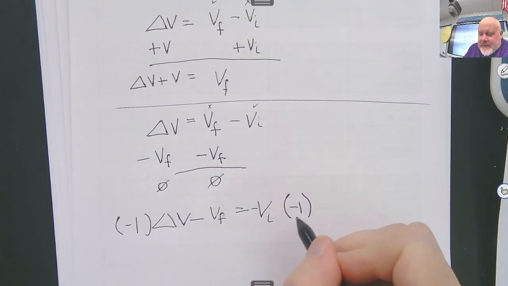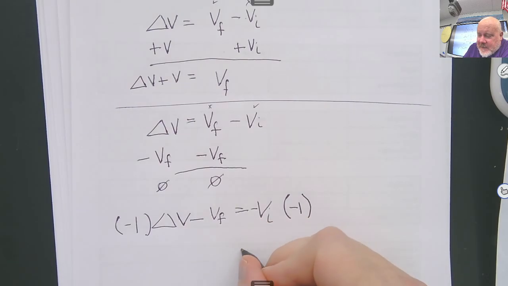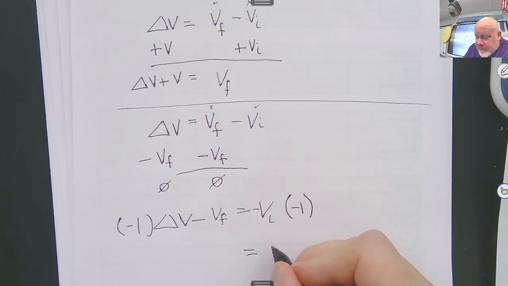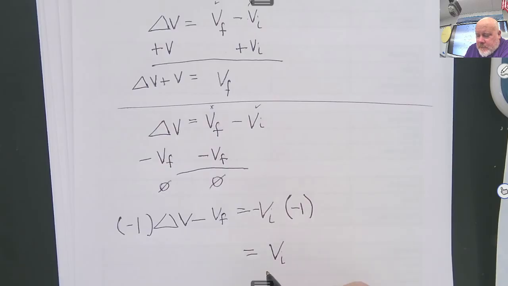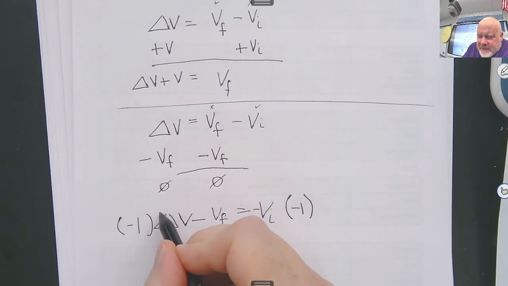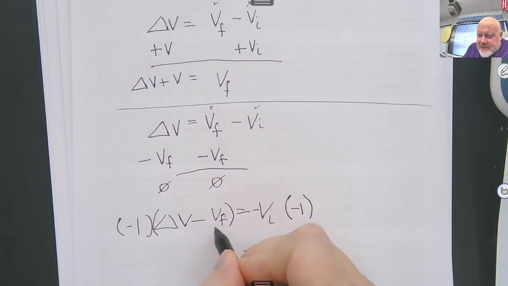So -1 times -1. When you multiply two negatives together, you get a positive. So two negatives equal a positive. That would equal, so -v times -1 will come out to be a positive 1v, or just v initial. All right. Over here it gets a little bit more complicated, because now we're taking this -1 and we're going to have to multiply it by this.